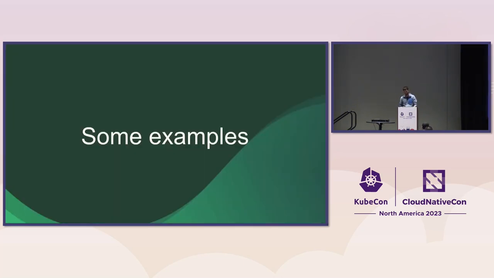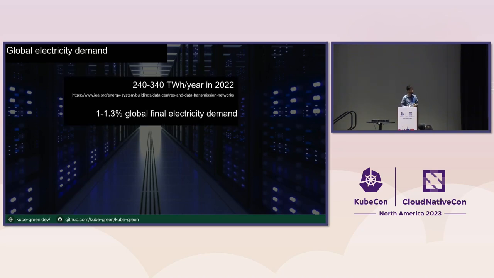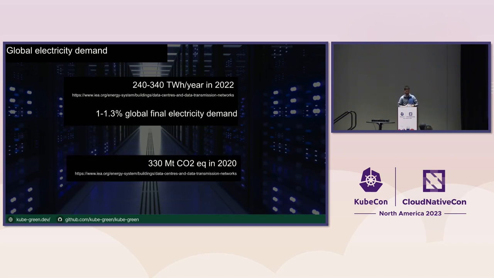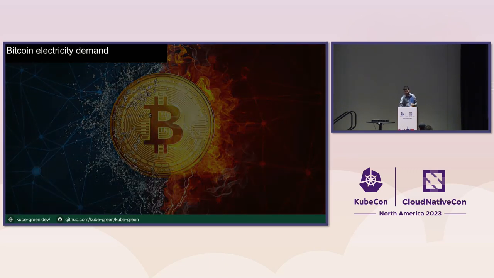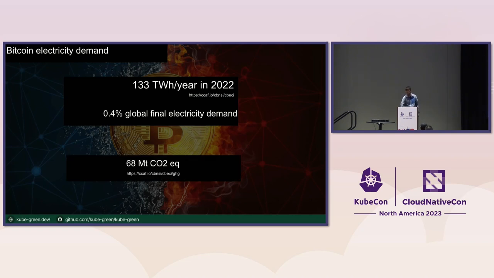Let me take some examples of consumption in IT, some really big examples. The global electricity demand of the IT industry is about 1.3% of the global final electricity demand, with an emission of 330 million tons of carbon. These are big numbers, and they do not count the mining of Bitcoin, for example, and other cryptocurrencies. The electricity demand of the mining of Bitcoin is about 0.4% of the global final electricity demand, with an emission of 68 million tons of carbon equivalent. This means that around 2% of the global electricity demand is used by the IT industry.